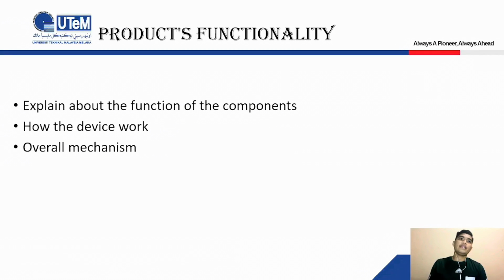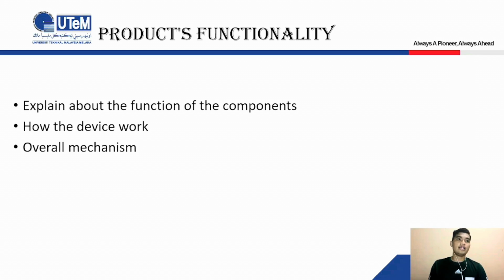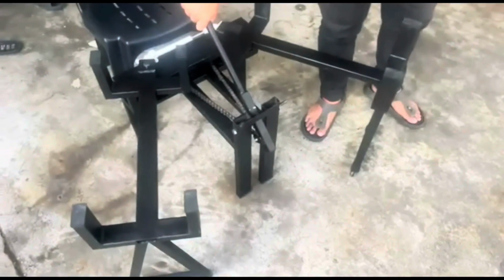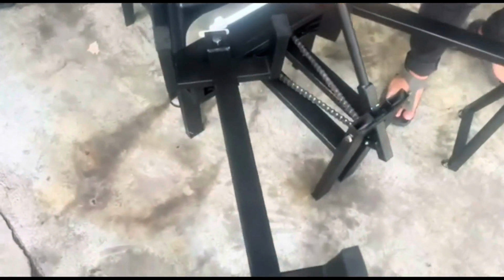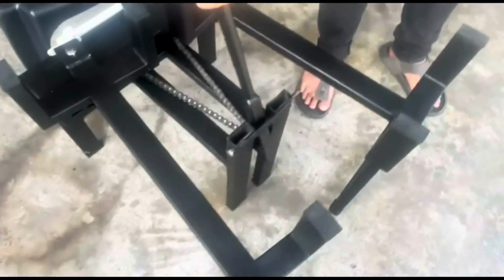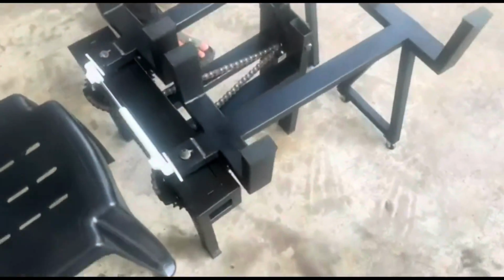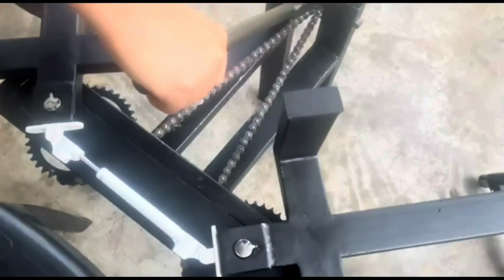Alright, let's continue with the product's functionality. In this slide, I will explain the function of the components, how the device works, and the overall mechanism. First of all, this is the handle. The patient needs to pull the handle to make the leg part open, and the handle is connected to the chain by using bolt and nut, and this is the chain that has been used.